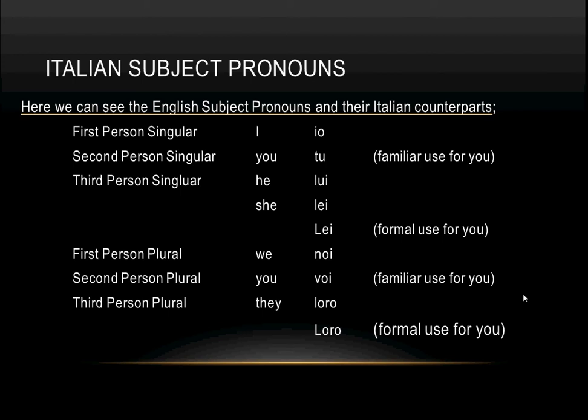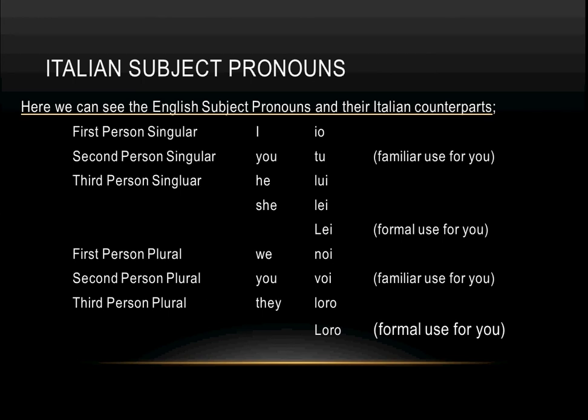But suffice it to say for now, if you're talking to someone that you've never met, and he or she is an adult, you would want to use lei instead of tu. If you're talking to a group of adults that you've never met, or it's in a formal setting, you would want to use loro instead of voi. Now, having said all of that, let's actually look at the subject pronouns.